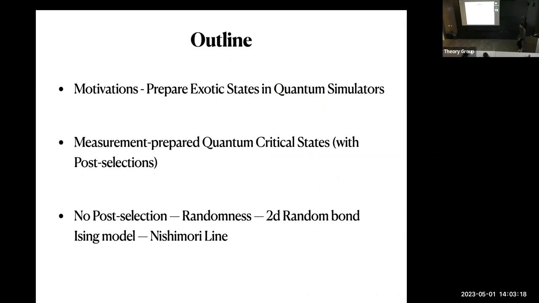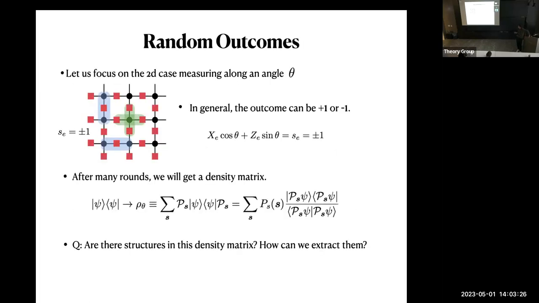So the tricky part is what we do with no post-selection. In that case, we have random outcomes. When we have random outcomes on the links, then we get a mixed density matrix where the terms are weighted by the probability of a certain outcome coming out, along with the wave function corresponding to it. So the question is: if we do this no post-selection, recording the result of the measurement, is there any structure in this mixed density matrix we can tease out, or is it totally random and you cannot do anything about it?